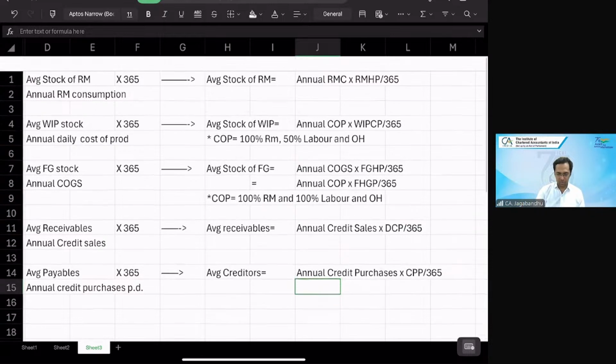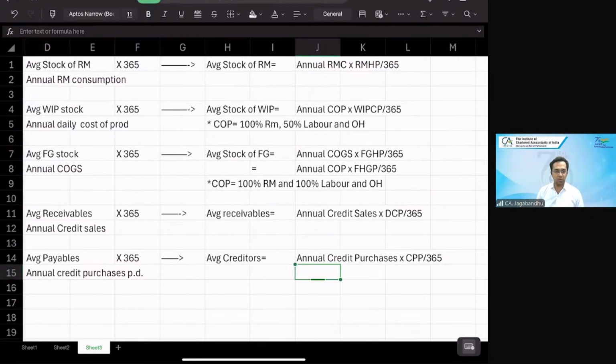Yes. Okay. So this is the formula that we have for average stock.